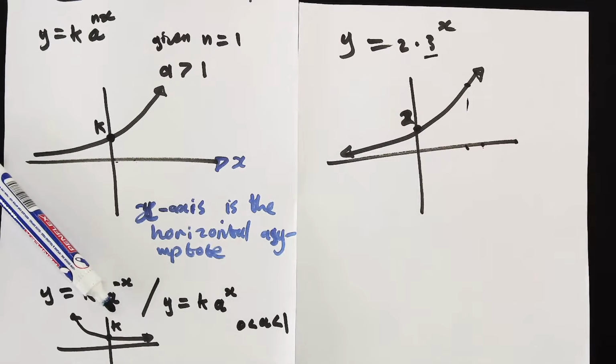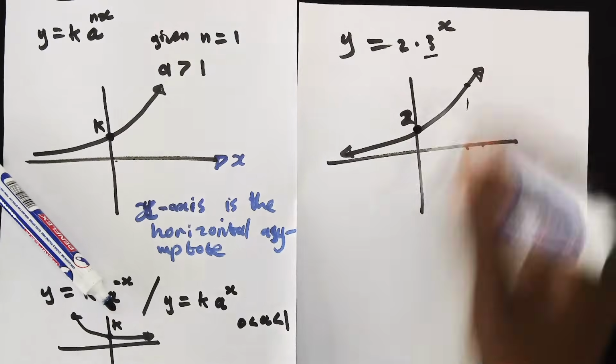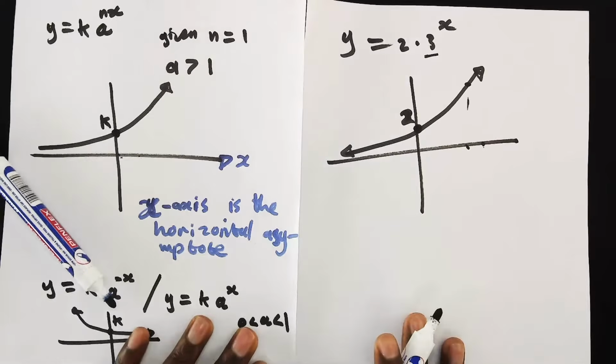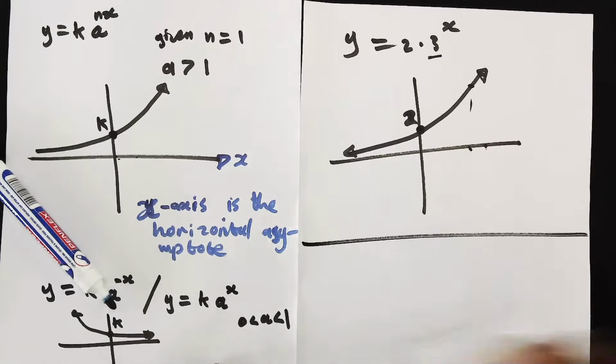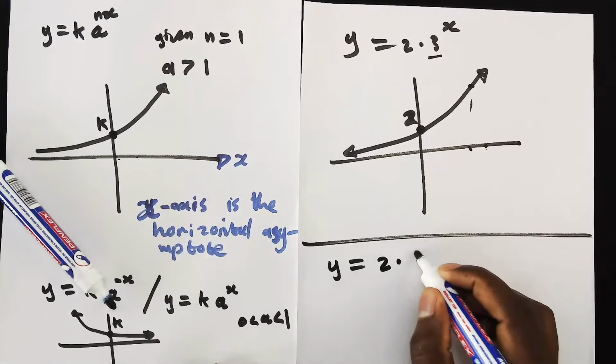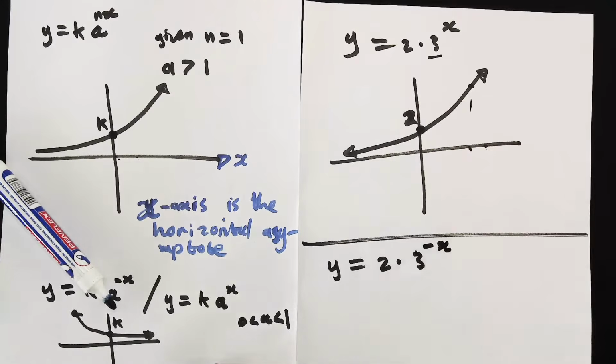But the important value we're interested in is the 2, the intercept, and making sure you show that this is y equals 2 times 3 to the power of x. Just like that. And now, for an example, you have y equals 2 times 3 to the power of negative x.